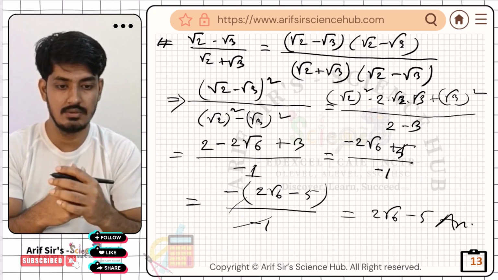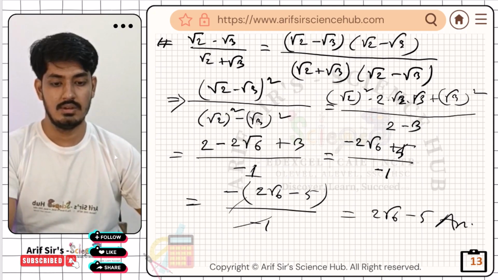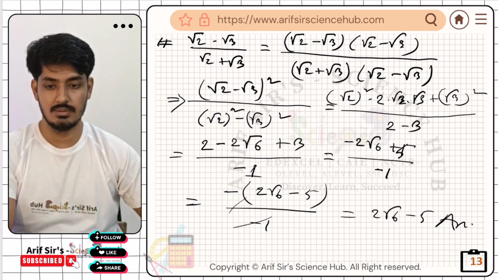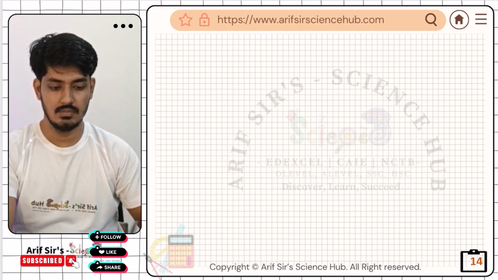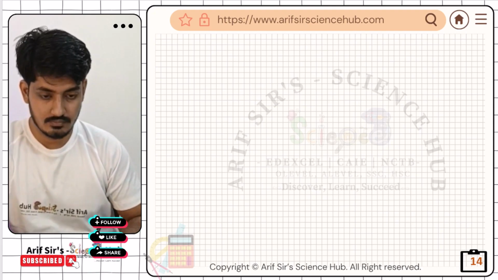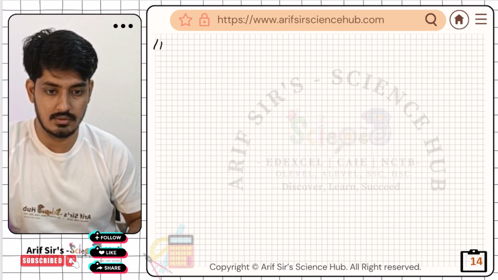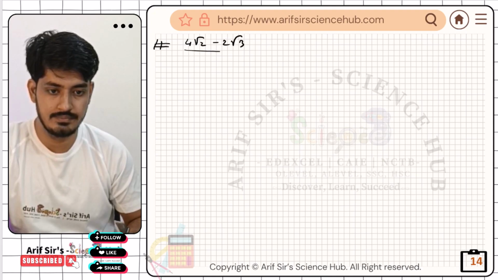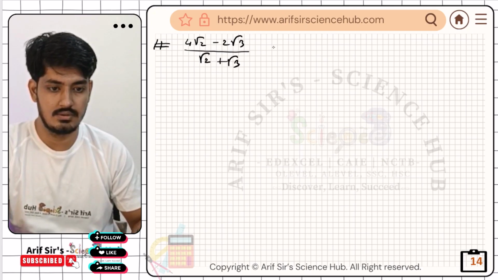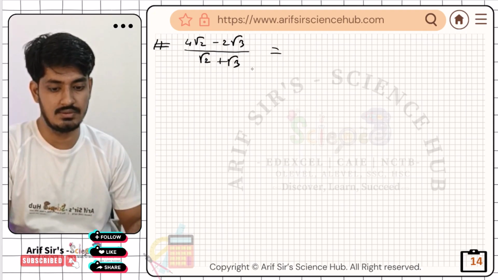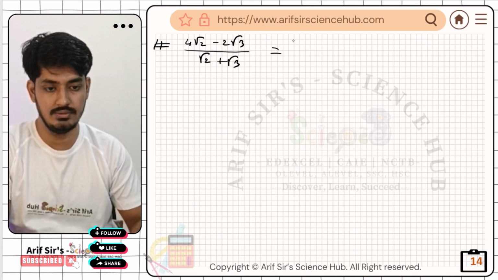Okay. I hope it's pretty clear to you. Let's try to solve some more problems. Okay, now we can solve another problem. 4 root 2 minus 2 root 3 divided by root 2 plus root 3. We have to solve this. For doing this, we have to multiply root 2 minus root 3 to the denominator and numerator both.